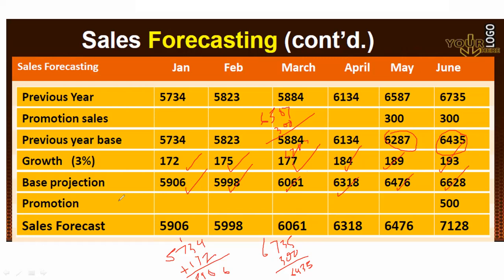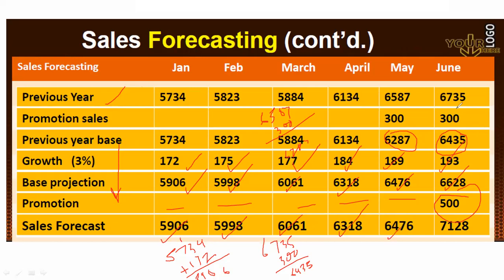So the total promotion base for the new year: for January, nothing, February, nothing, March, nothing, April, nothing, May, nothing. You only have 500 units for June. Now, with respect to the previous year, the current sales forecast for this year will be 5,906 base production for January, 5,998 for February, 6,061 for March, April 6,318, May 6,476.